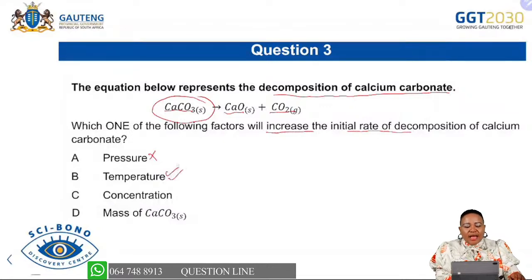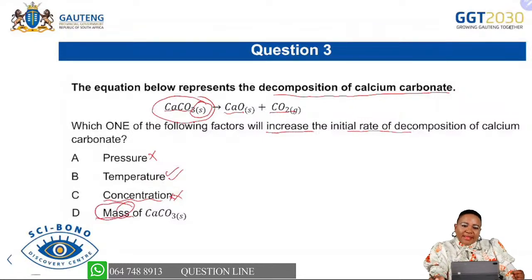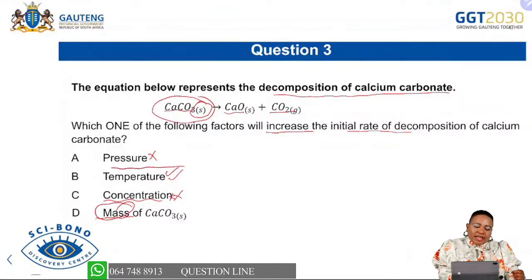Yes, temperature can affect the initial rate of reaction because as you increase the temperature, you are increasing the average kinetic energy of the reacting particles. Concentration will not affect the rate of reaction because we are dealing with a solid, and we know that concentration mostly affects solutions. Mass is definitely not one of the factors that affect the rate of reaction. So the correct answer is B, which is temperature.